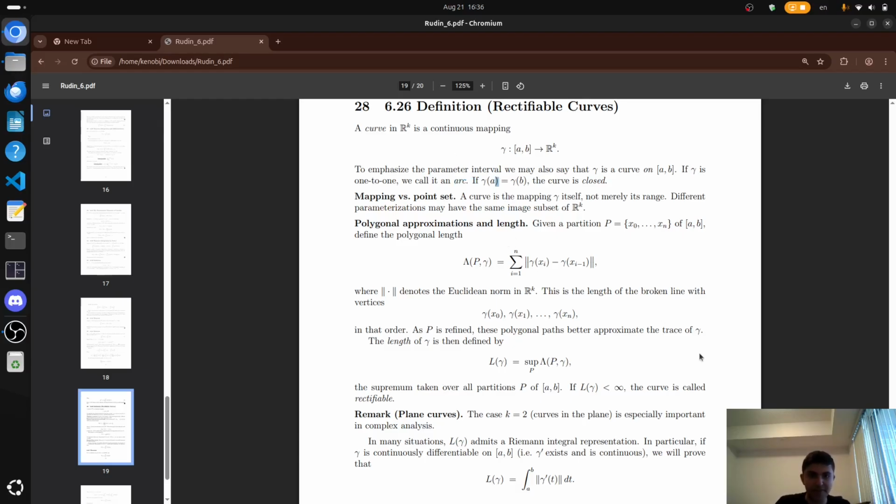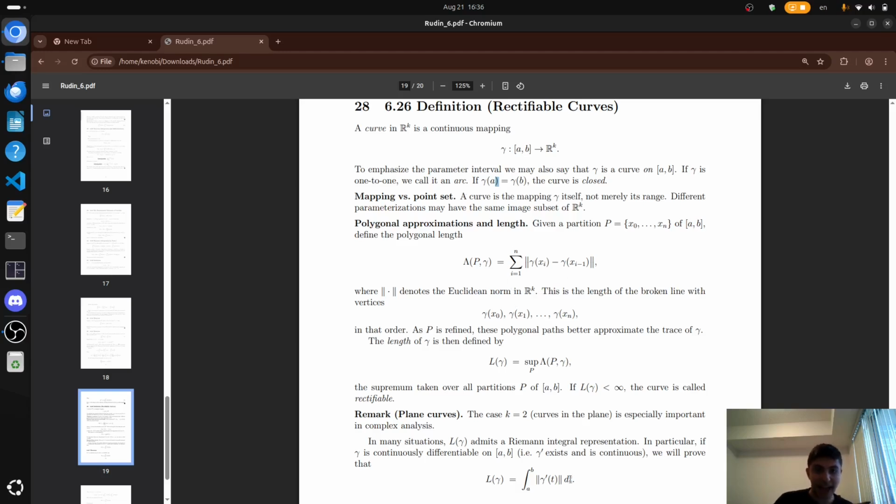And we define the polygonal length of the curve. Basically, the logic here is to take gamma of x_i minus gamma of x_{i-1}, which is basically the vector going from one point of the curve to another point. So it's like a segment on that curve, right? If you take the absolute value of it, you get the length of that. And when you add the individual lengths, you approximate the length of the curve.